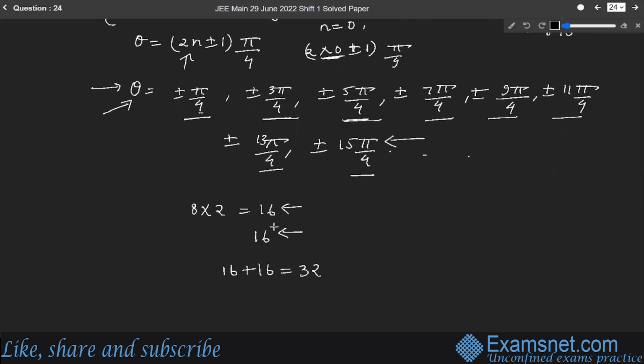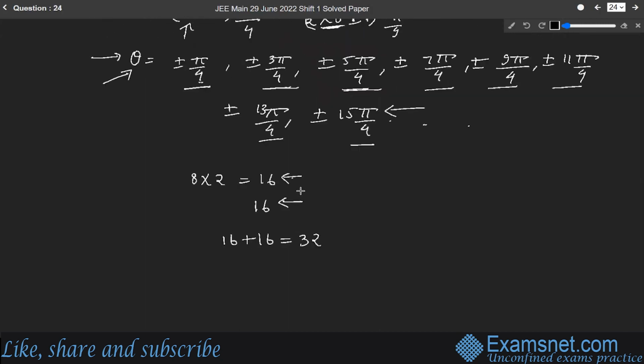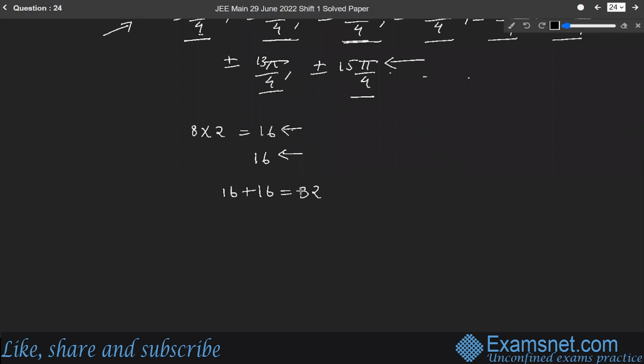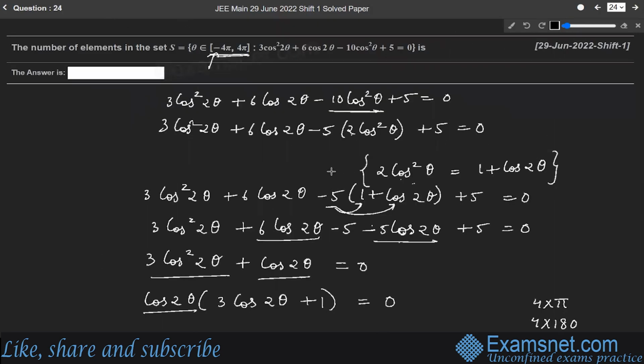So for the first part, we have 16 elements. Similarly, for the second part, cos 2 theta is equal to minus 1 by 3. So for the second part also, we have the same 16 more elements. Okay, so the total elements will be 16 plus 16, that is 32. So for this question, the correct answer is 32. I hope you are clear with this question.